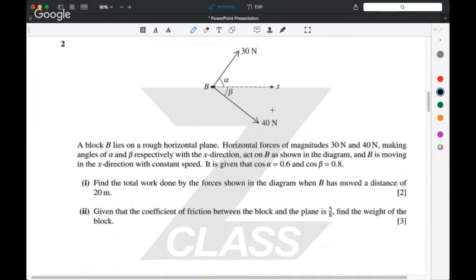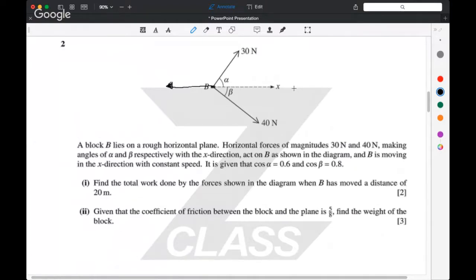So first we're asked to find the total work done by the forces shown in the diagram. So you have this thing moving in the x direction at some constant speed. So where is the force of friction acting? Well, the force of friction always acts opposite to the direction of motion. So the force of friction must be acting completely out back here. So these two forces are acting in such a way that they pull the thing at a constant speed.